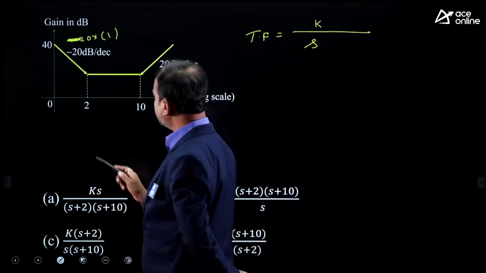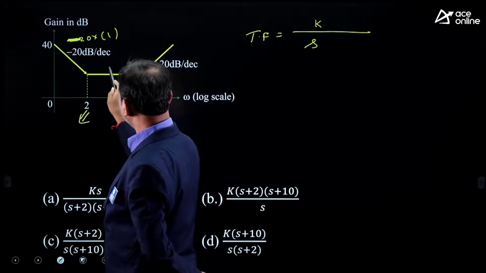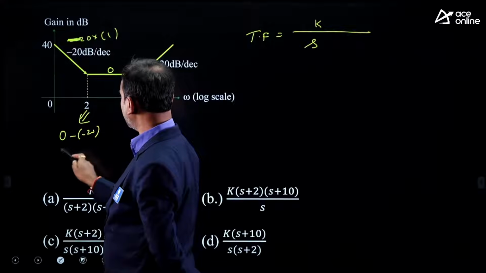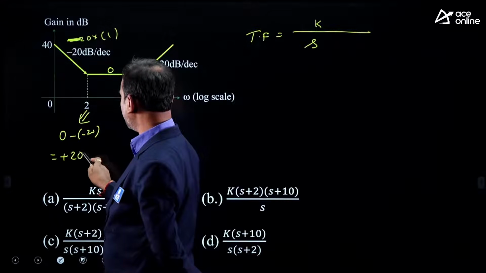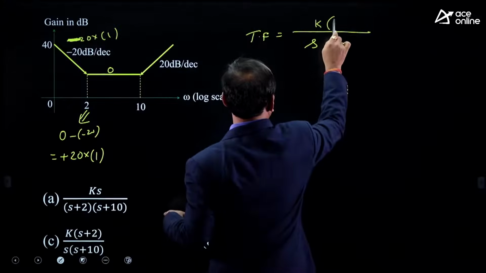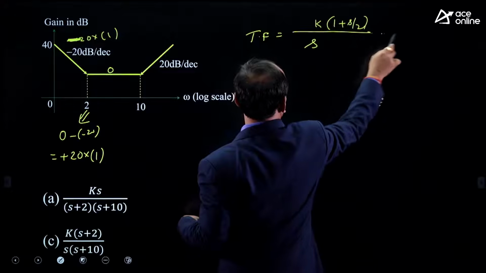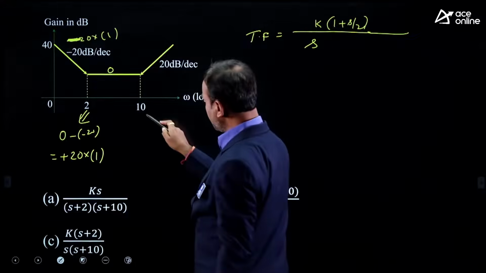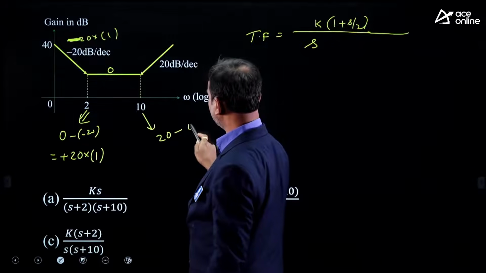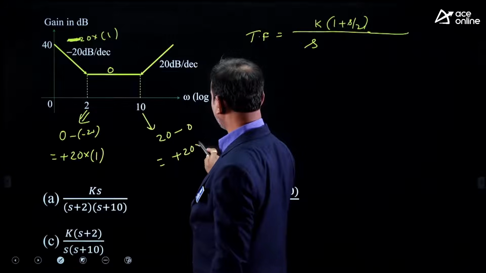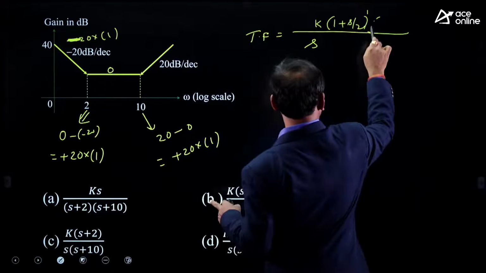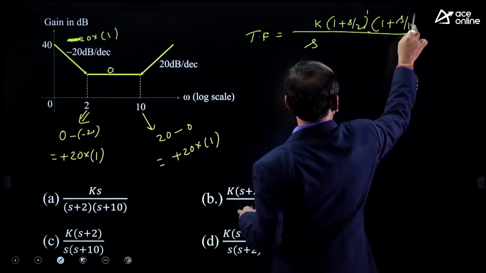Now at the corner frequency 2, the slope goes to 0 dB. 0 minus of minus 20 is plus 20, product of 1. Plus means we write it in the numerator with the corner frequency: 1 plus s by 2. Next, at frequency 20, 0 minus the previous slope, the slope is plus 20 product of 1. The power is 1 only, in the numerator, with corner frequency 1 plus s by 10. This is the transfer function.